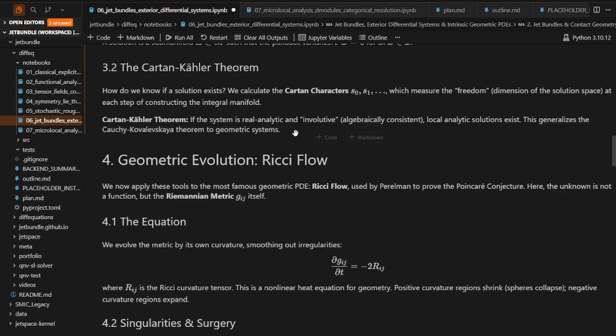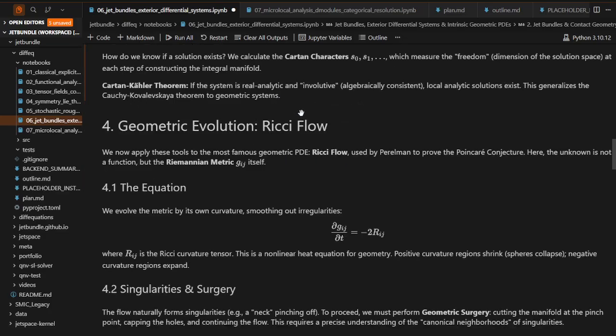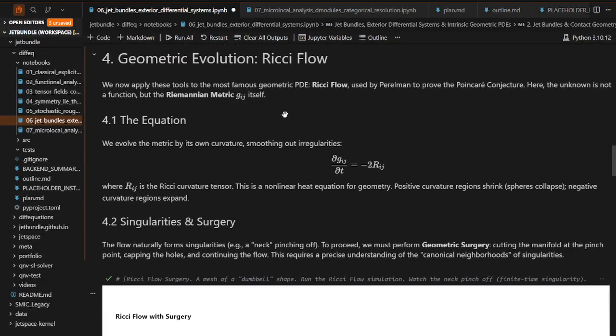The power of this is that we can describe the algebraic obstructions of these solution spaces using Spencer cohomology, and predict solvability itself. We can predict the solvability of the differential equations by algebraizing everything. Now let's apply this to geometry.